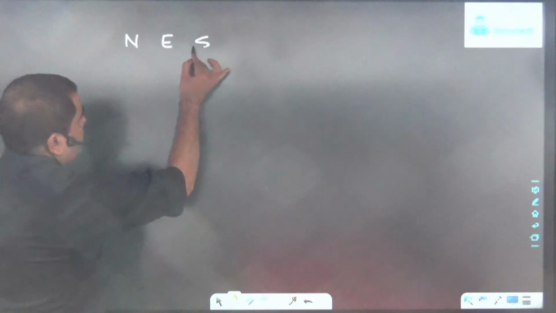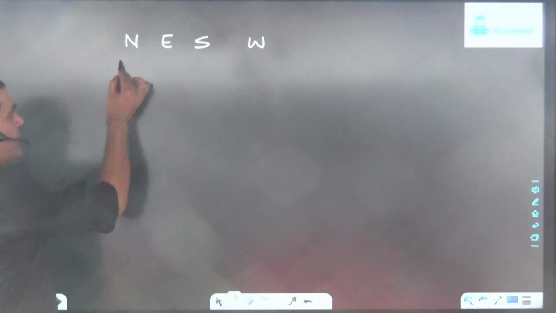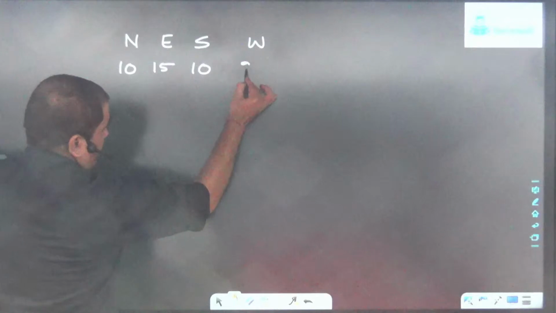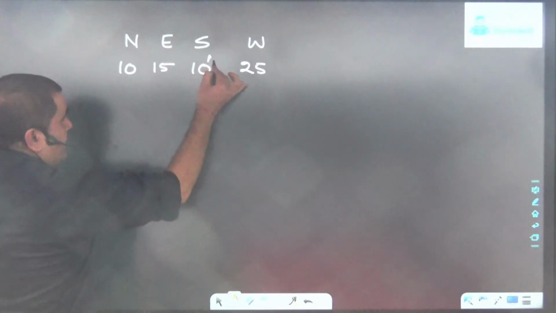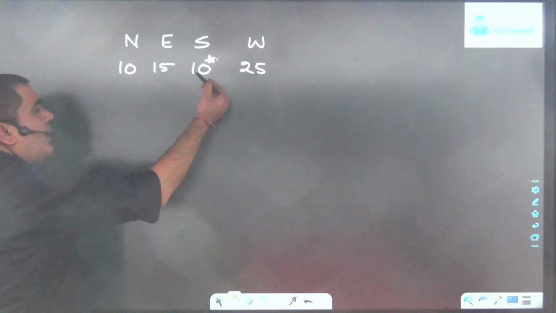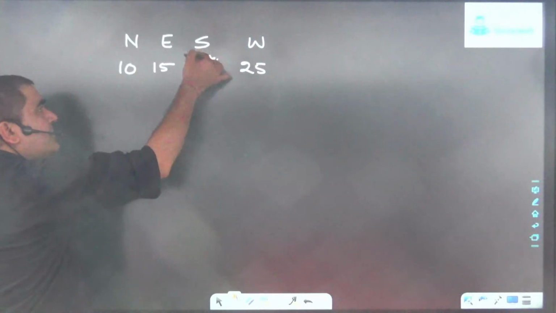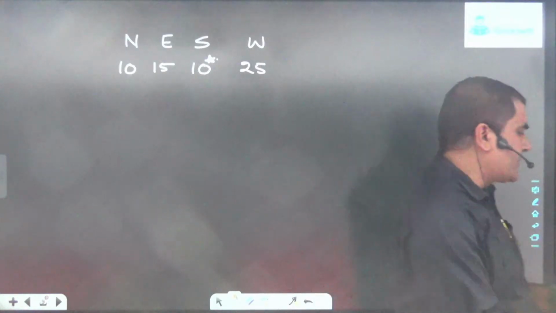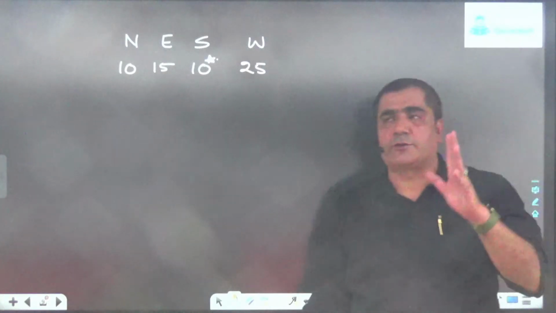Suppose any problem has come and I have written NESW here. After putting the numbers, the numbers come out to be 10, 15, 10 and 25. Let's put a star at this place. It means, if the examiner asks in which direction he is facing, my answer will be south. Star always means the direction the person must be facing.